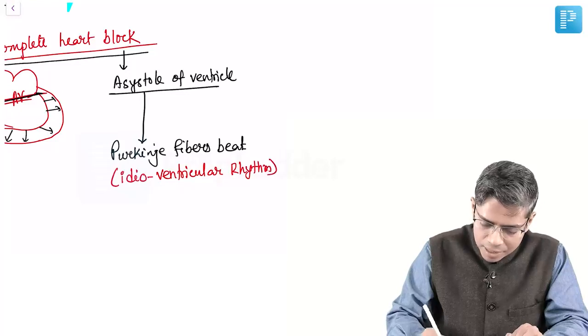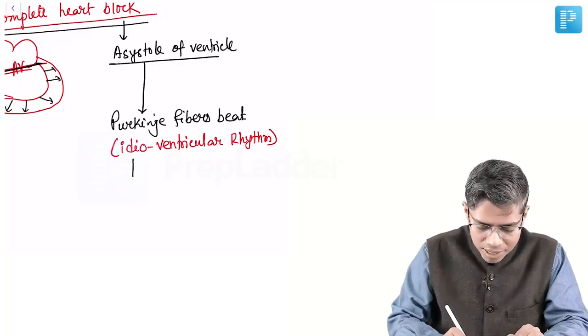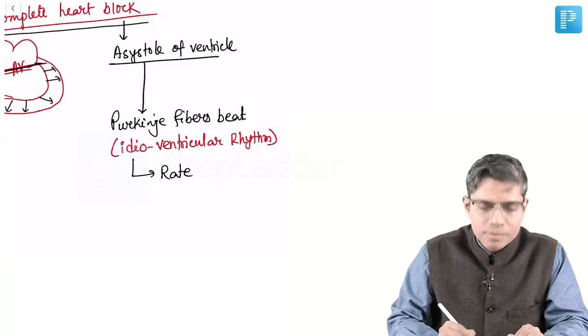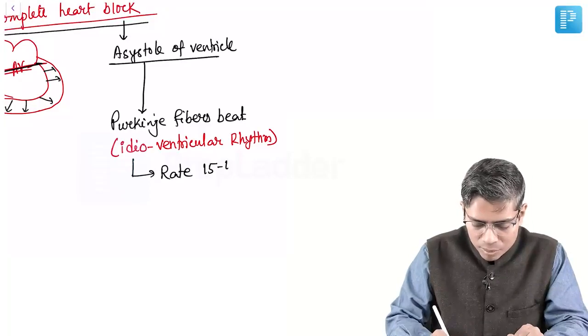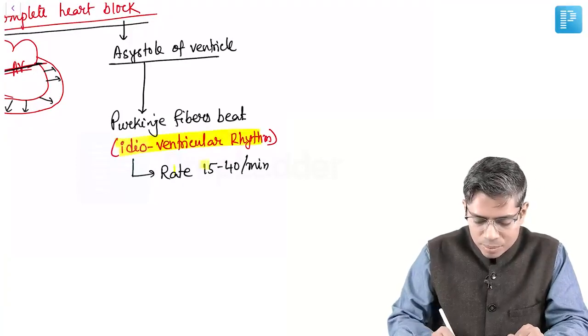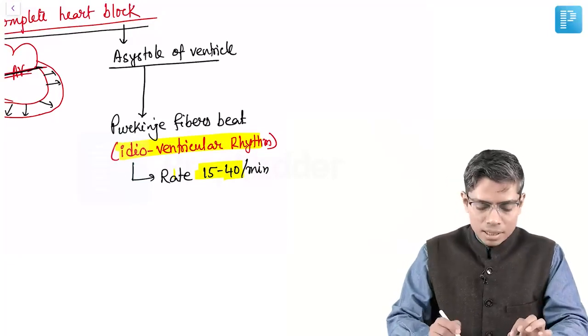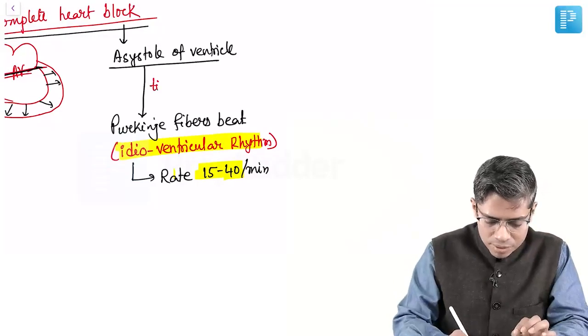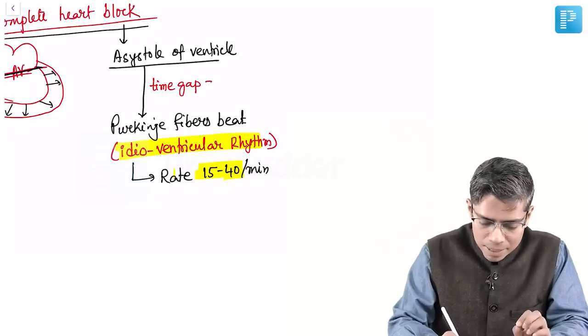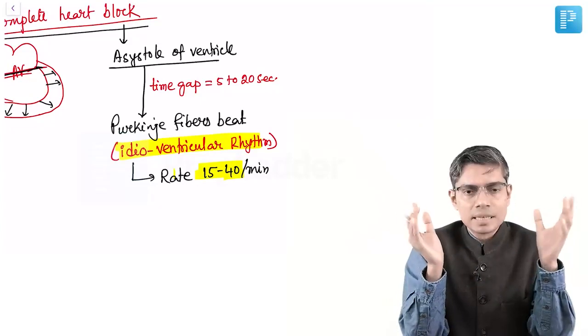idioventricular rhythm. NEET PG has asked a question: what is the rate of this idioventricular rhythm? I can easily understand that whenever Purkinje fiber is beating, it will produce a beat of 15 to 40 beats per minute. So the rate of idioventricular rhythm is 15 to 40 beats per minute. But I told you that this rate will only start after a time gap. So first there will be an asystole, and then there will be a time gap. The guidance is saying that this time gap is generally 5 to 20 seconds. So it varies from person to person, but after the asystole, the Purkinje fiber will start beating after 5 to 20 seconds.